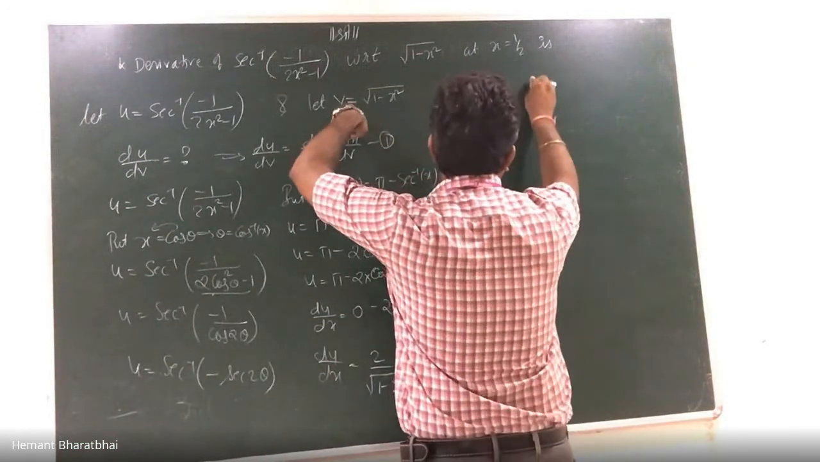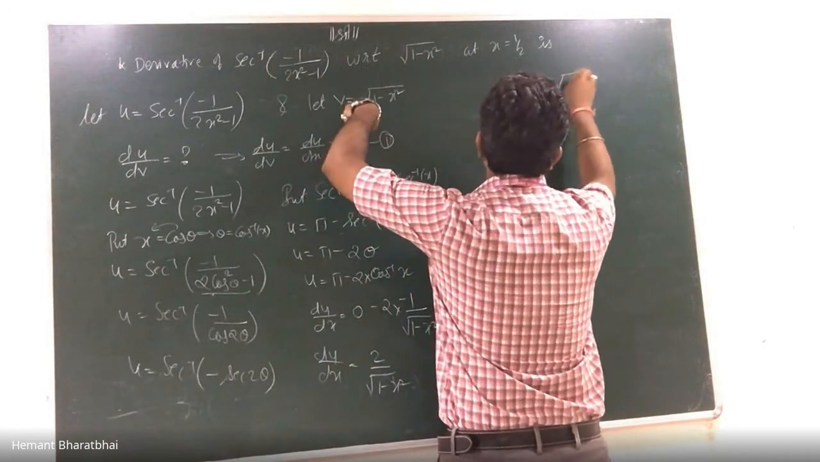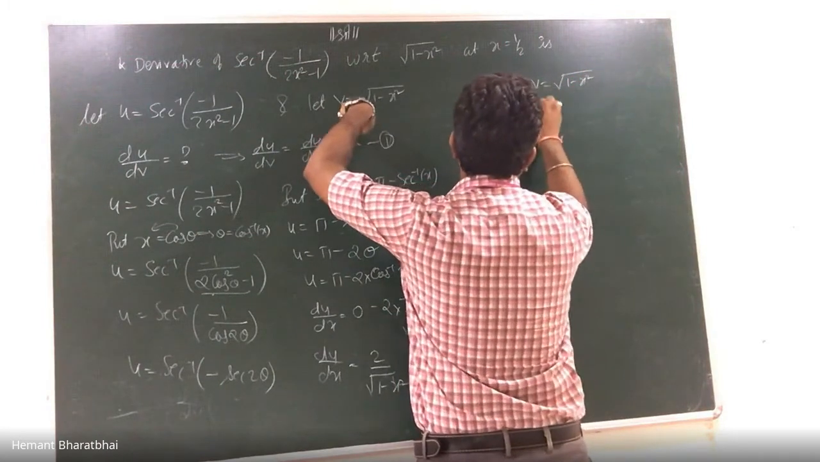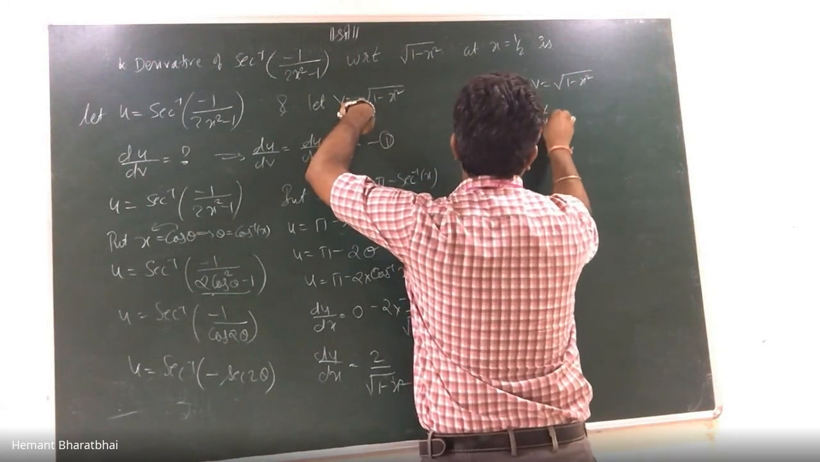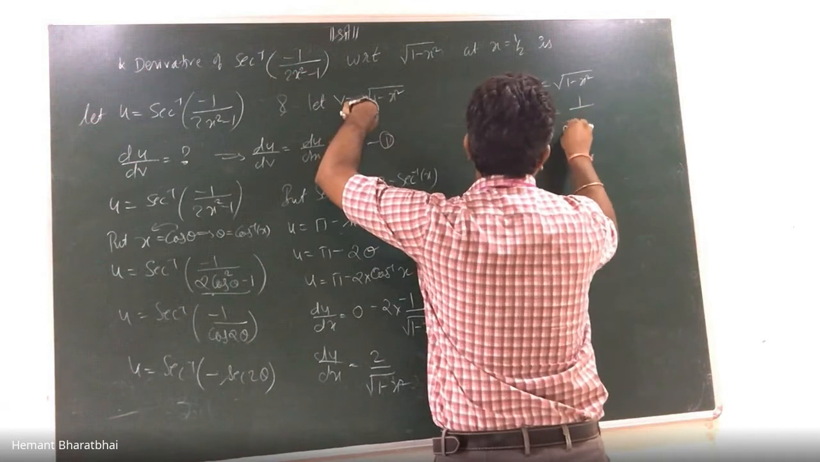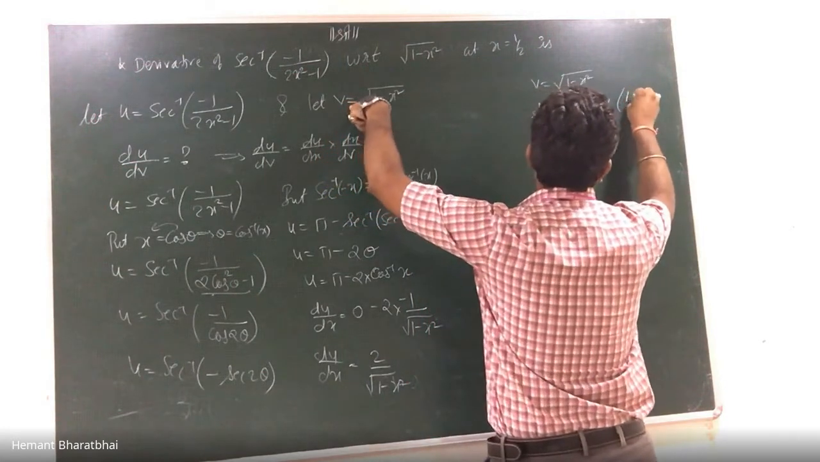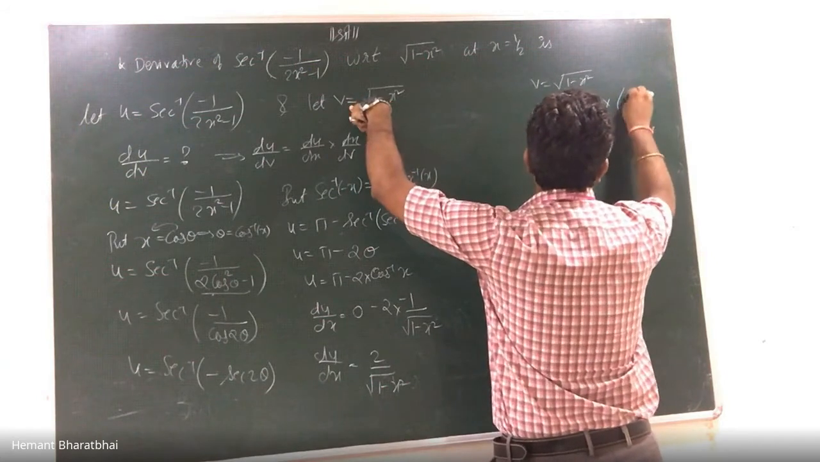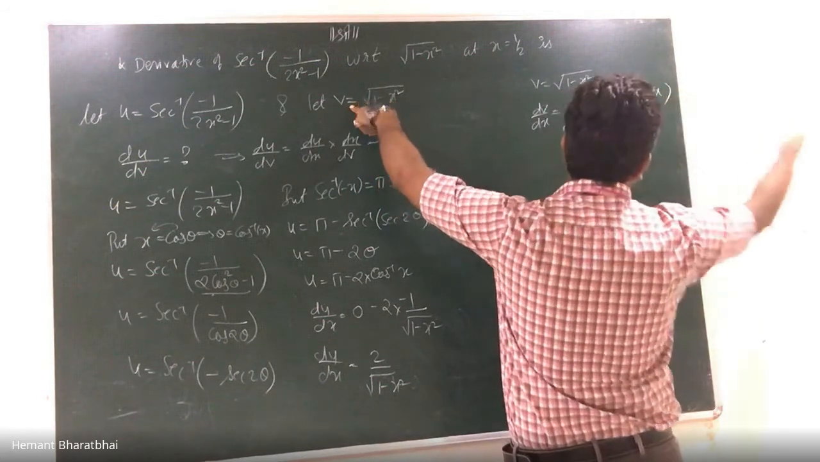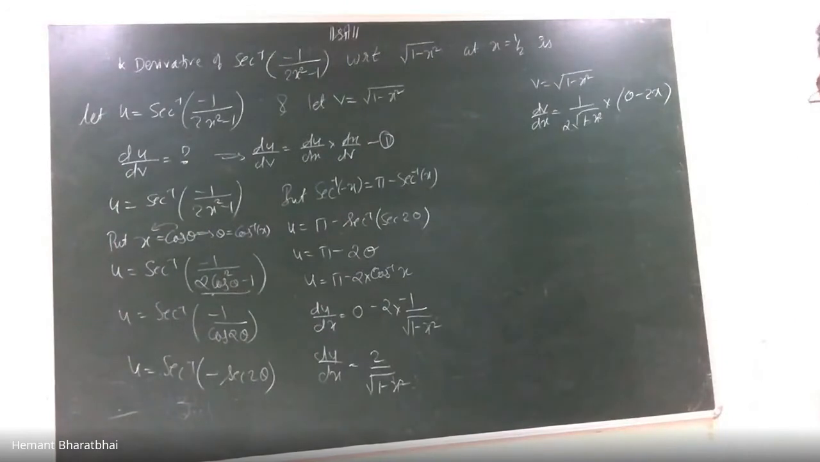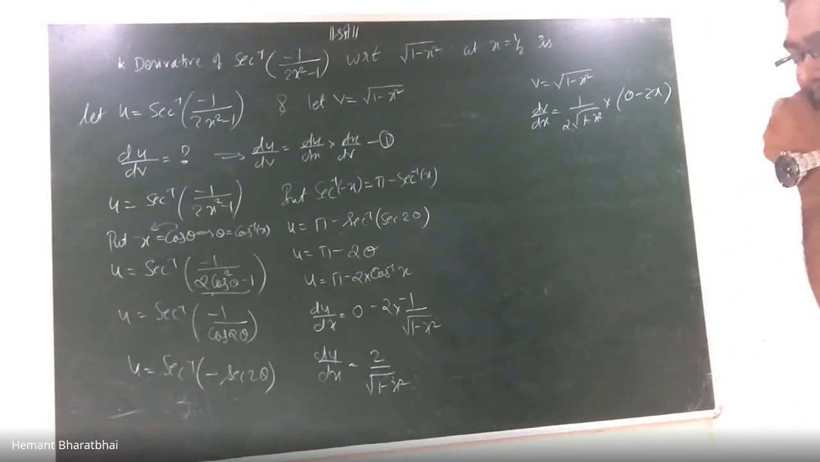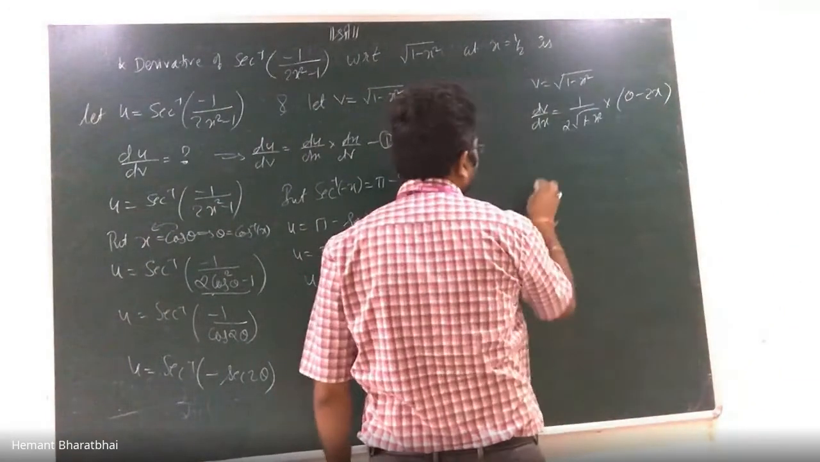Similarly, I have v over here. So v is under root of 1 minus x square. Therefore, my dv by dx will be 1 upon 2 into under root of 1 minus x square into derivative of 1 minus x square. Derivative of 1 will be 0 and derivative of x square will be 2x. Okay, derivative of square root of x is 1 upon 2 root x. Therefore, by chain rule I get this.